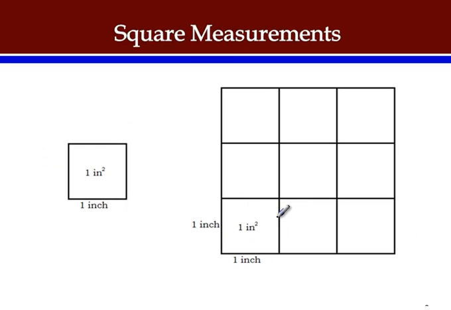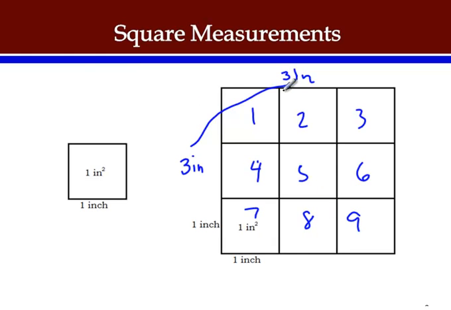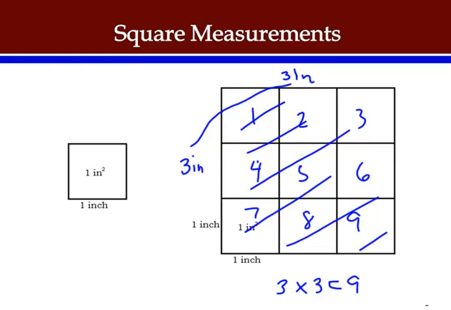Now this square inch could be one of many squares covering the surface of a larger shape. And you can see here we have a larger square that's actually 3 inches by 3 inches. So if we were to count these, 1, 2, 3, 4, 5, 6, 7, 8, 9, in a 3 by 3, it takes 9 square inches to cover the surface area. Because remember, we're trying to cover this entire area of the shape.